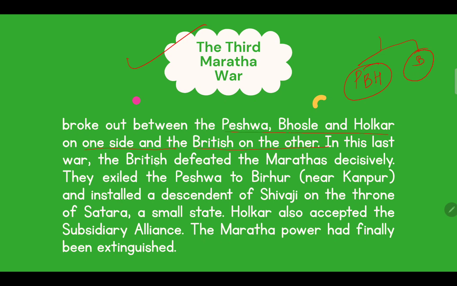The British defeated the Marathas. The second point is that the British defeated the Marathas decisively. They exiled the Peshwa to Bithur near Kanpur and installed a descendant of Shivaji on the throne of Satara, a small state. Holkar accepted the subsidiary alliance, and the Maratha power had finally been extinguished. So this is how the Marathas also lost their struggle at the hands of the British.